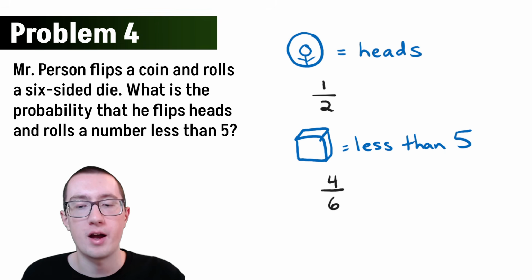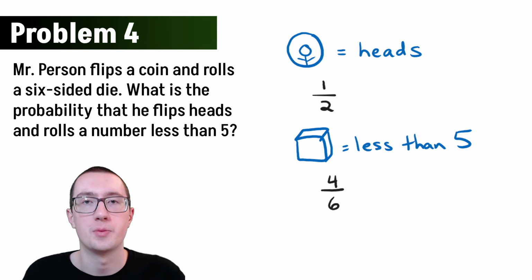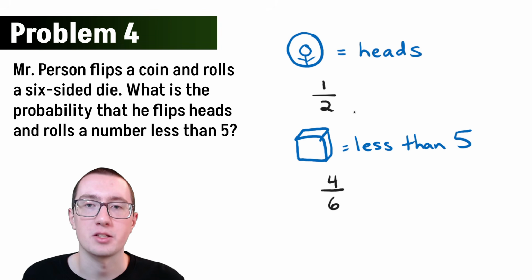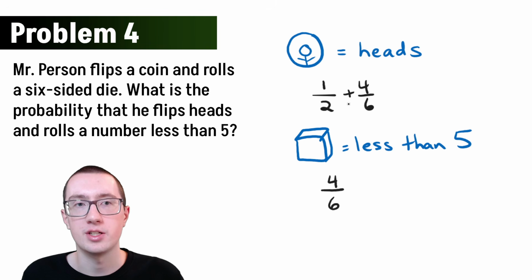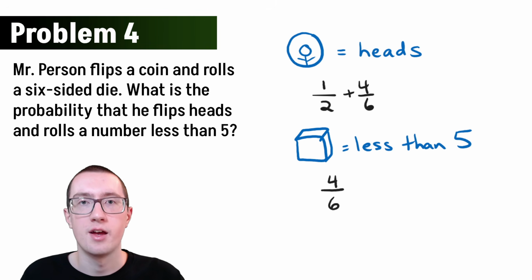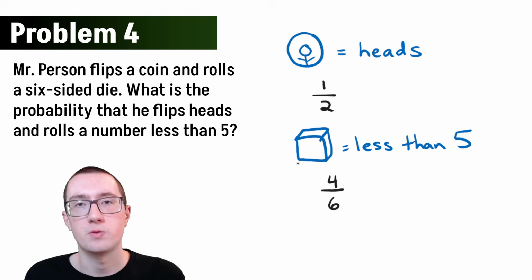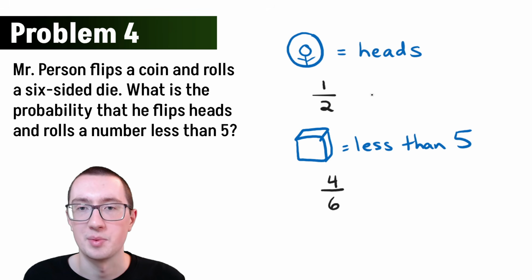So how do we combine them? Combine the chances of both of them happening? Well, you might think that, oh, well, to combine them, we'll just need to add them together, right? 1/2 plus 4/6. But that actually doesn't make sense because when you add them together, you're increasing the chances. And the chances of 2 things happening at once seems like it would make it harder. So to find the chances of 2 things happening, we actually have to multiply the probabilities.